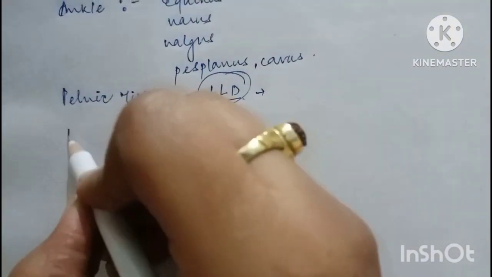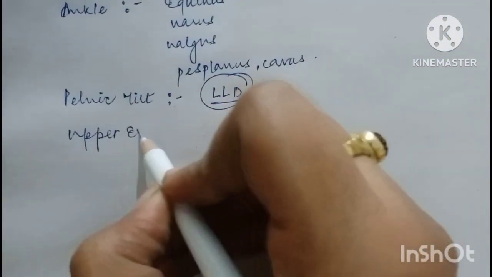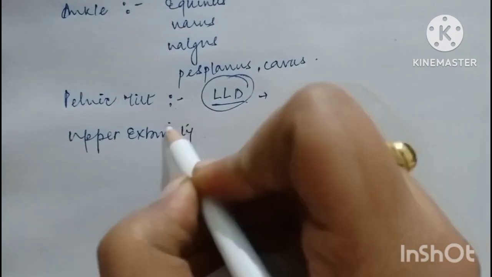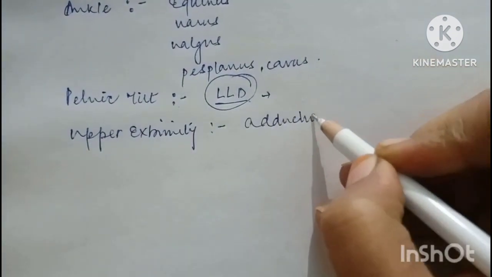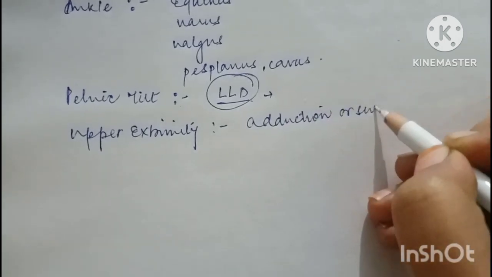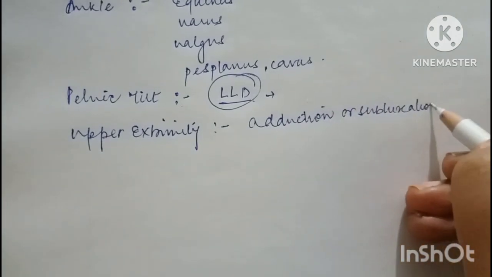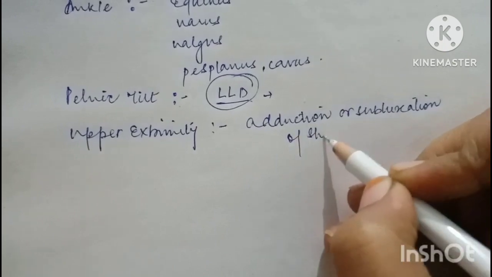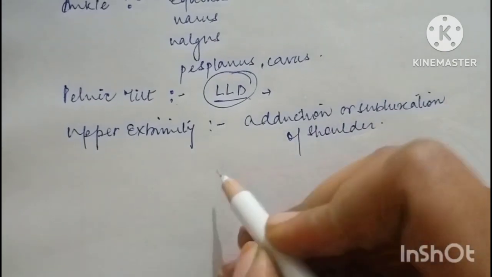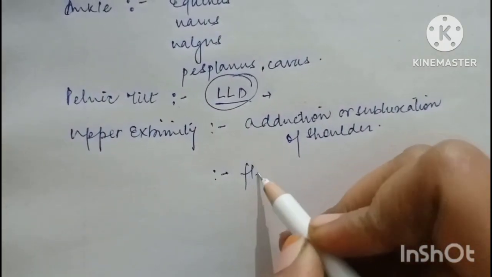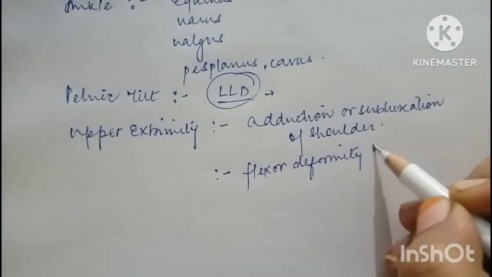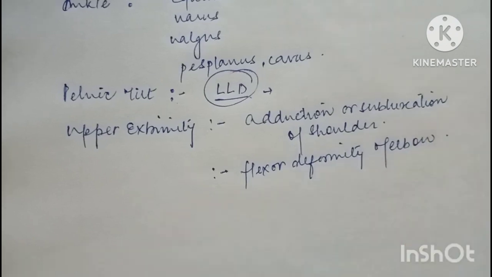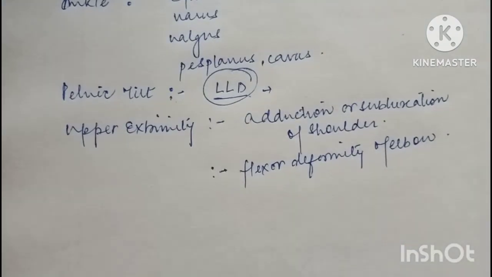In the upper extremity you may see the abduction or subluxation of the shoulder because of the muscle weakness, and the flexor deformity of the elbow. This you can see in the upper extremity of poliomyelitis.